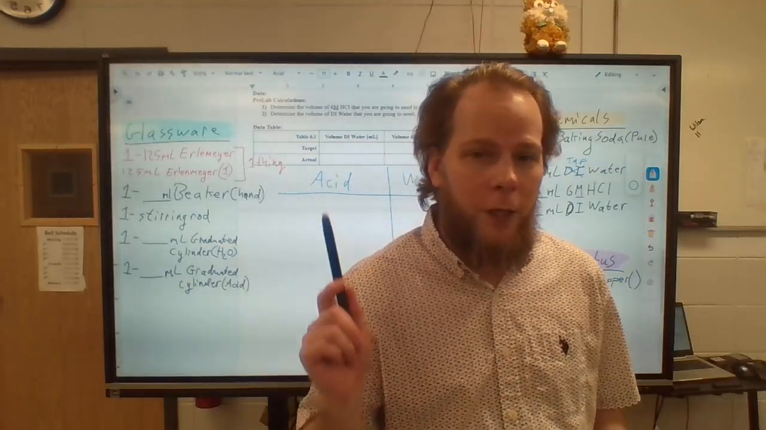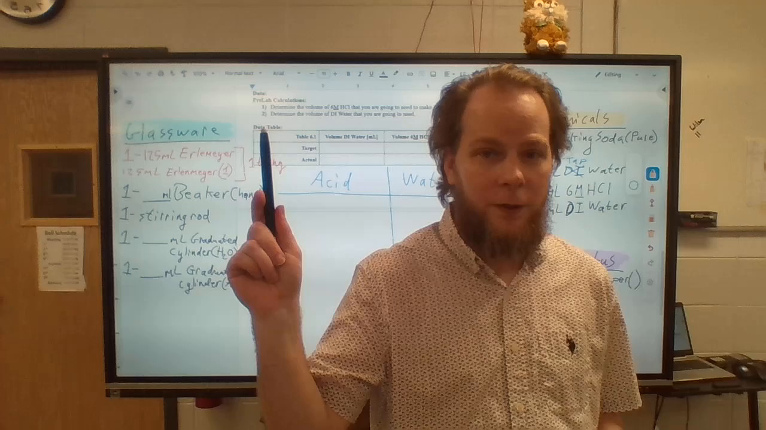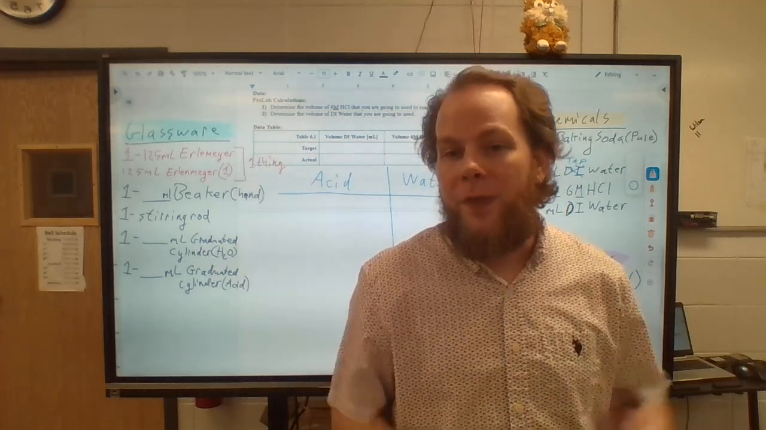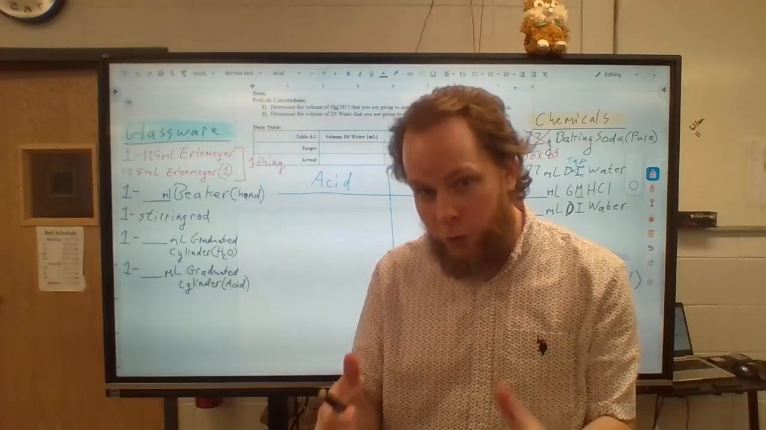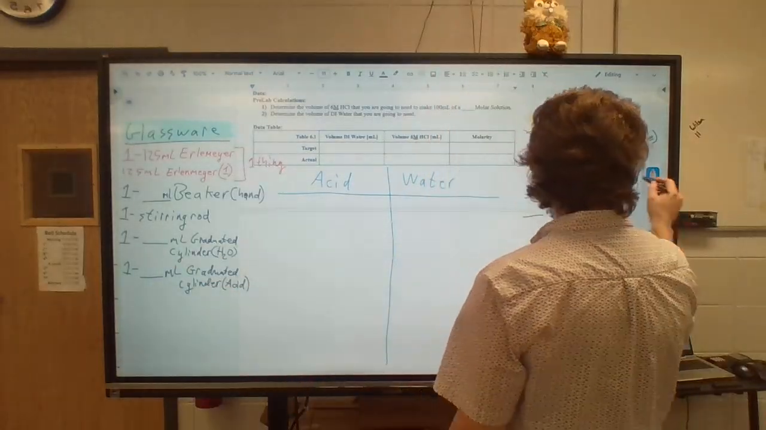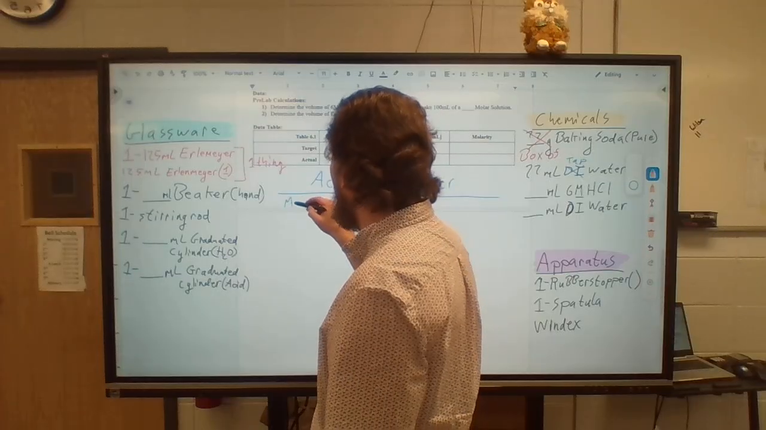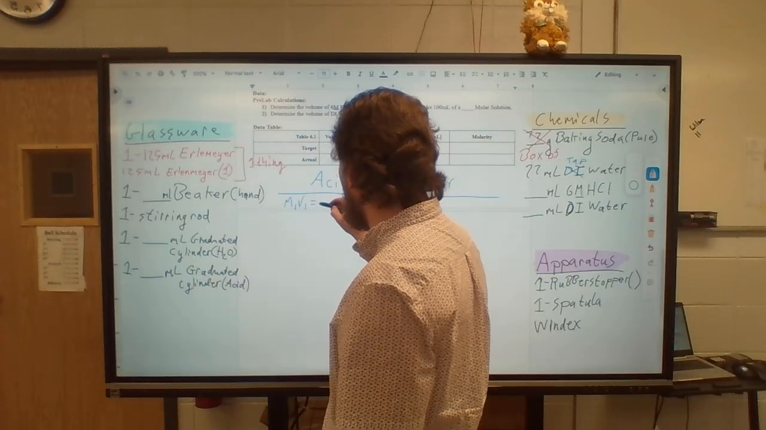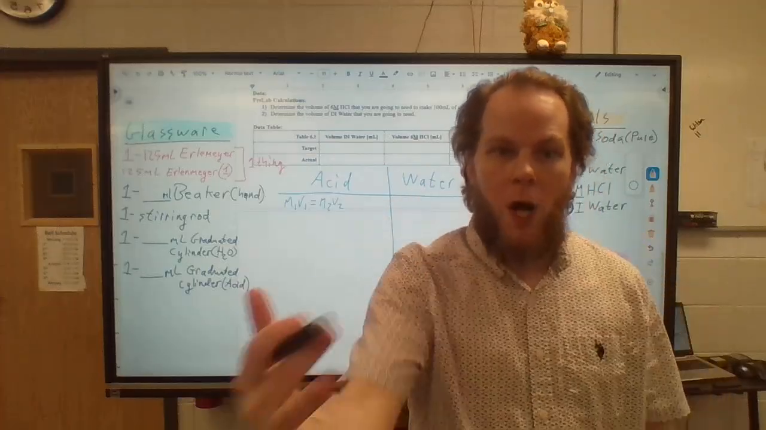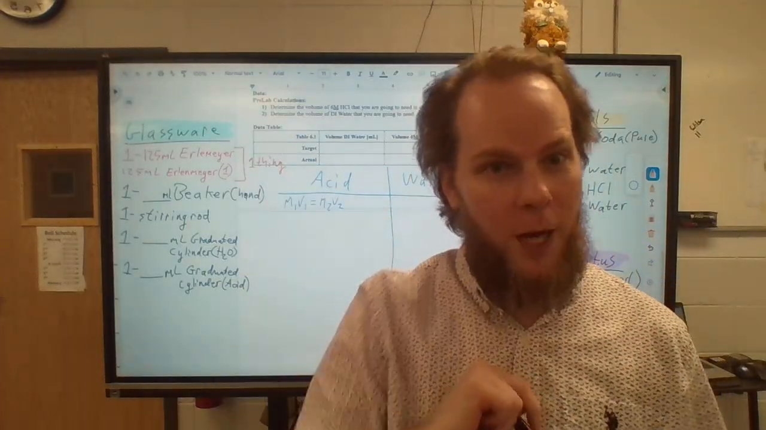Now, we're starting with our acid calculation. That's why it's written first, because you have to do it first. This is a dilution, so we need to use the dilution equation. So we're starting with M1V1 equals M2V2. We need to figure out what we are looking for.